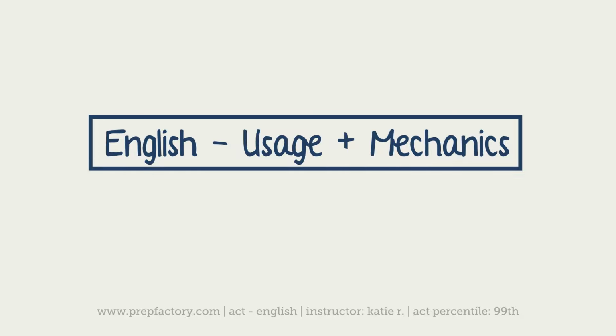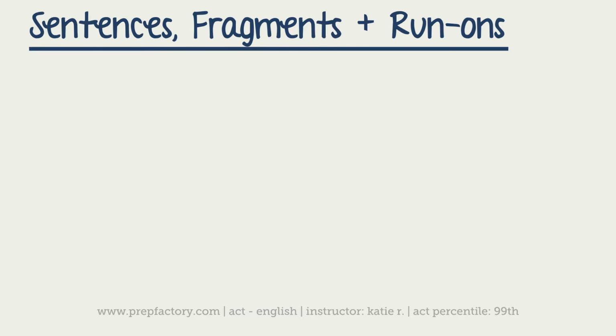As I said in our little intro video, 53% of the English part of the test is going to be on usage and mechanics. What that basically boils down to is punctuation, grammar, and sentence structure. In the other video, we're going to be going over the more stylistic errors that are on the test. So we're going to start off with the most basic of grammar, the sentence.